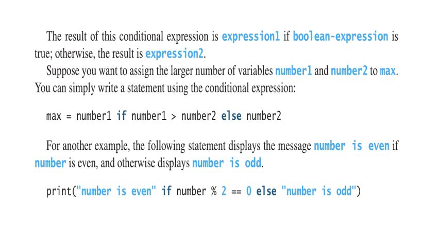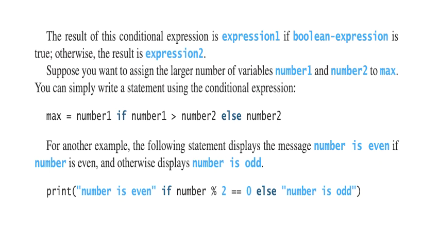So suppose you have two numbers, and you want to check which number is the maximum one. If number 1 is greater than number 2, and it is true, then number 1 will be executed, number 1 will be your result, otherwise else number 2 will be your result.